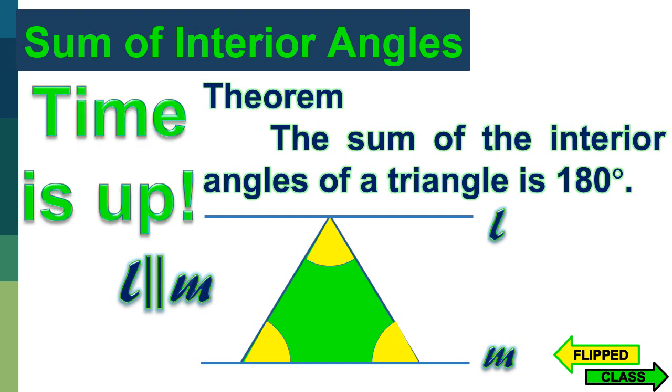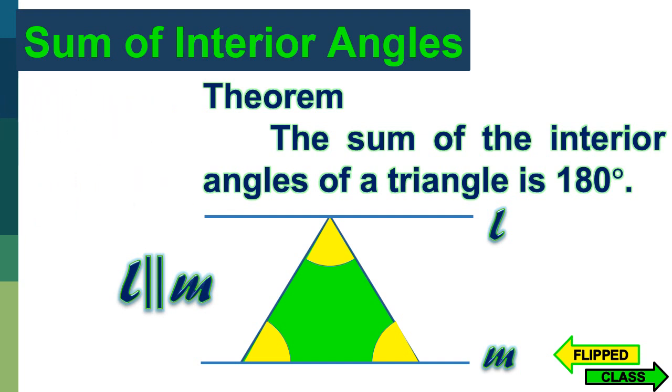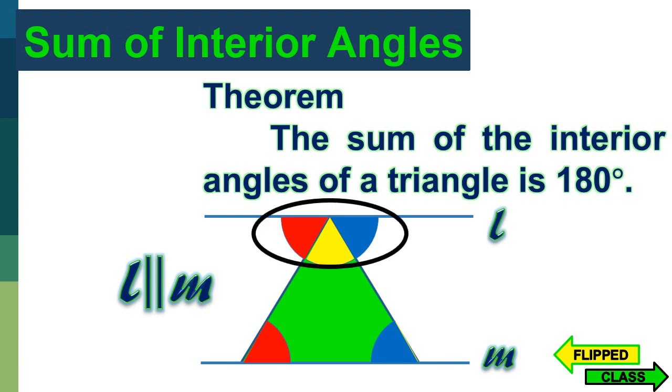Okay, time is up. Now, when we consider that line L is parallel to line M, we can use some of those relationships we learned before, such as this red colored angle is actually the alternate interior angle of this interior angle here. The same is true with this blue colored angle here, which is also the alternate interior angle of an angle here, part of a triangle. These three angles here, the yellow, the red, and the blue, are forming a straight angle. In short, they must sum up to 180 degrees.